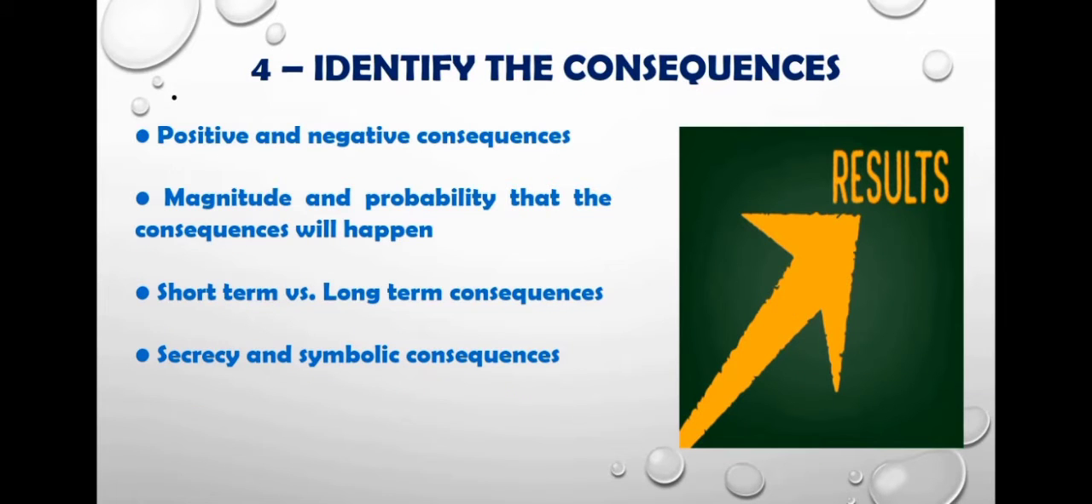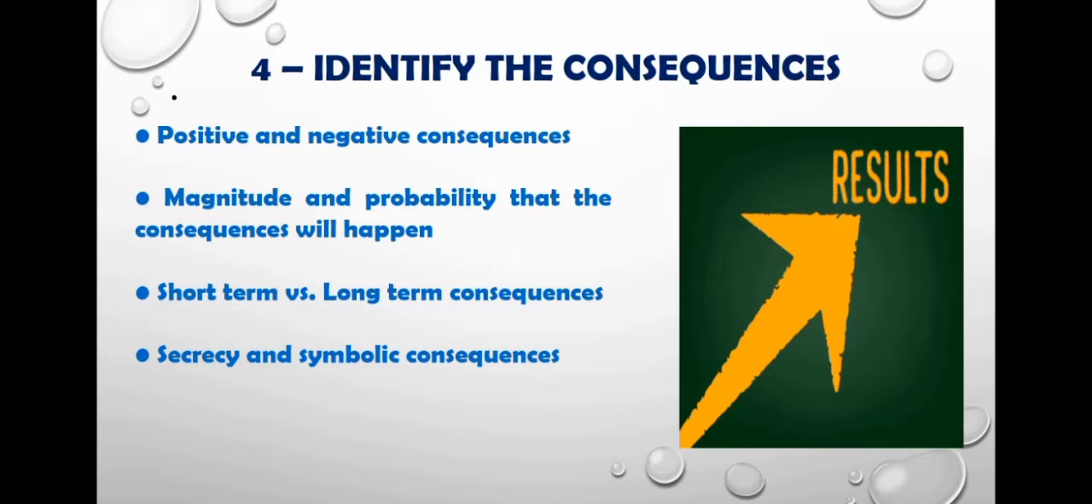And the fourth step in the ethical decision-making process is to identify the consequences, and these are the things we need to consider. First, positive and negative consequences. So, we need to think about potential positive and negative consequences for affected parties by the decision. And we also need to focus on primary stakeholders to simplify analysis until we become comfortable with the process.